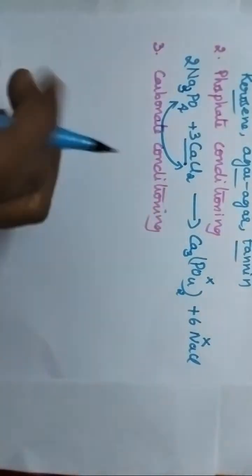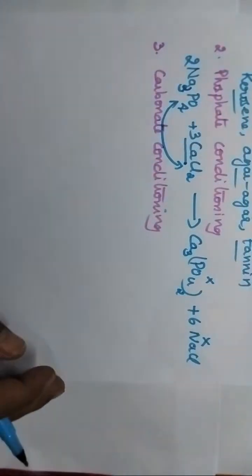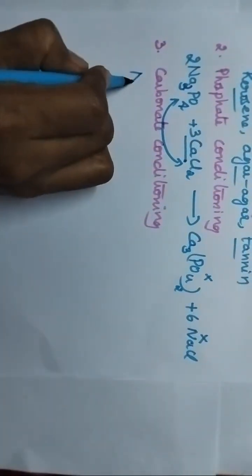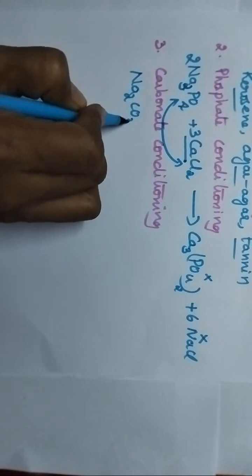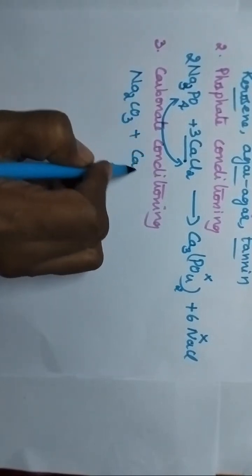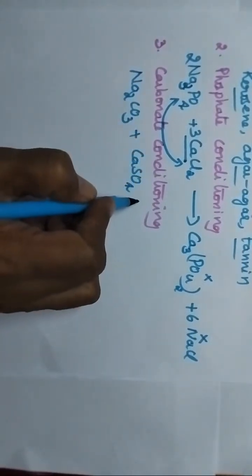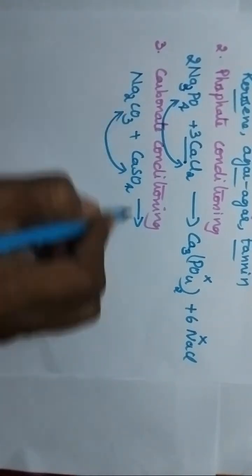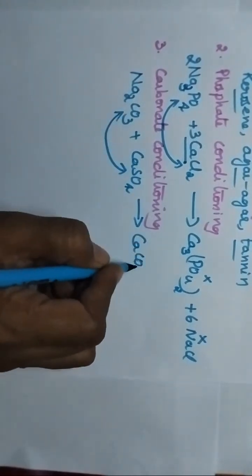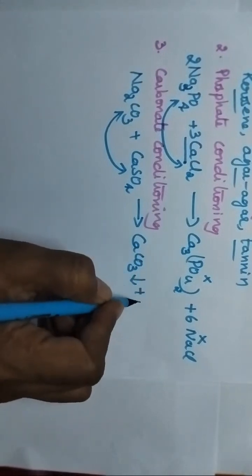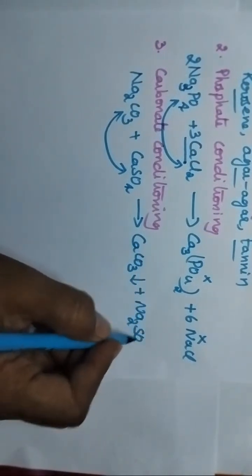In this method, sodium carbonate will be added. Let us suppose that calcium sulfate is responsible for the permanent hardness. Then you just exchange the anions. Then it results in the formation of calcium carbonate and sodium sulfate.